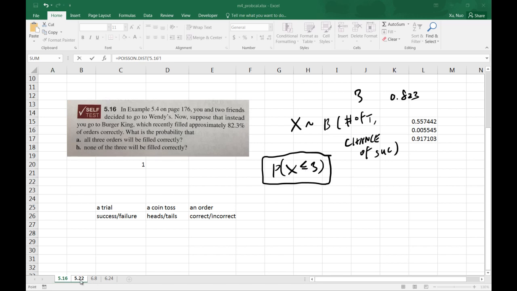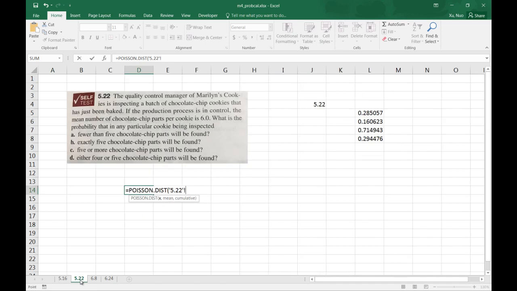Now let's look at the next problem. Let me quickly again rephrase this problem. A manager is inspecting a batch of chocolate chip cookies. If the production process is in control, then the mean number of chocolate chips per cookie is 6. So in this case, what is the variable? Clearly it should be the number of chocolate chips in a cookie.